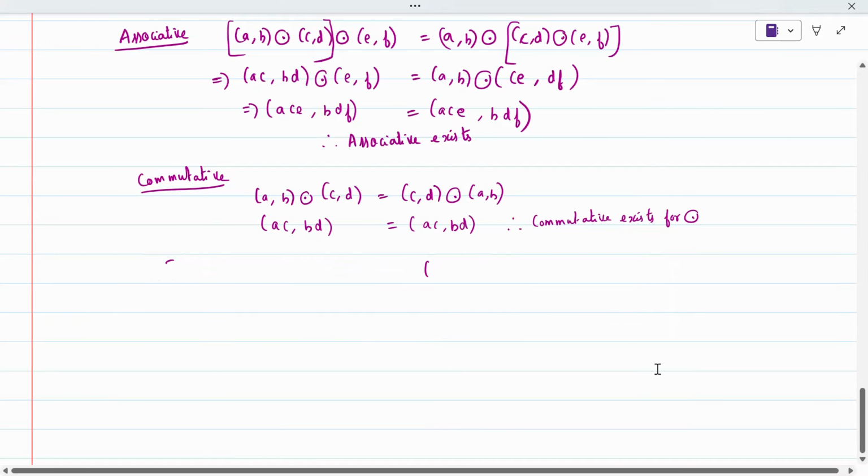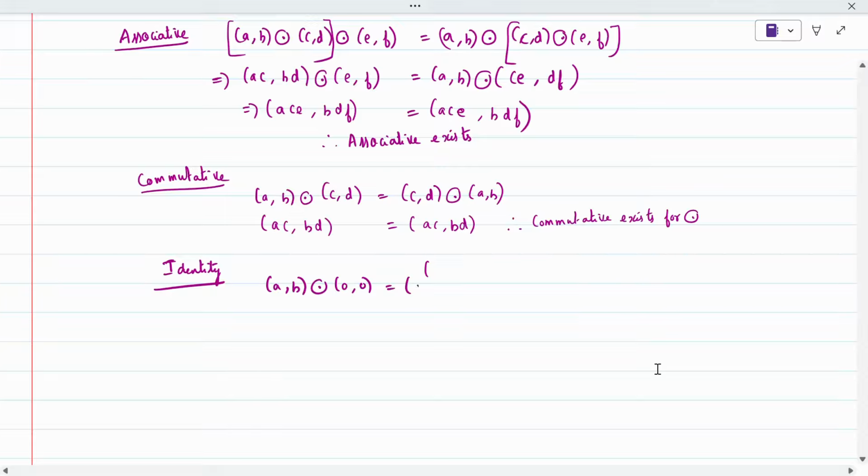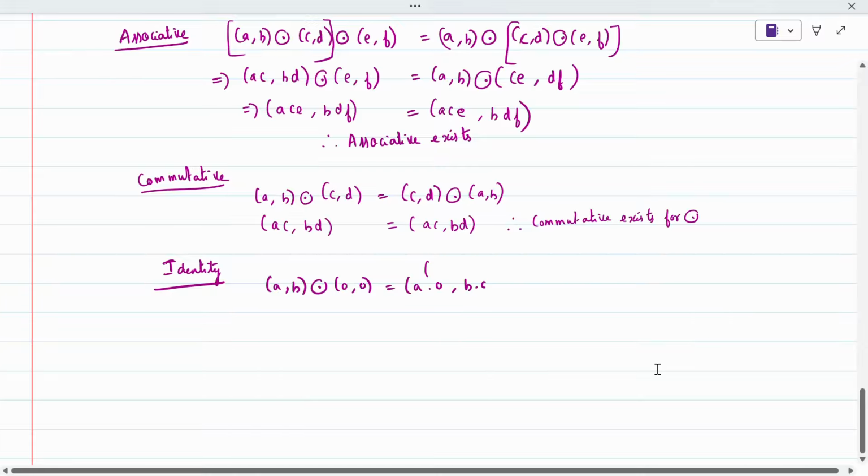This I will take as the identity. The identity is (A, B) dot the identity, I don't know, which is (0, 0), that is (A dot 0, B dot 0), which is (0, 0). So therefore (0, 0) is the identity element. Correct? Then only the inverse. The inverse elements I don't know.